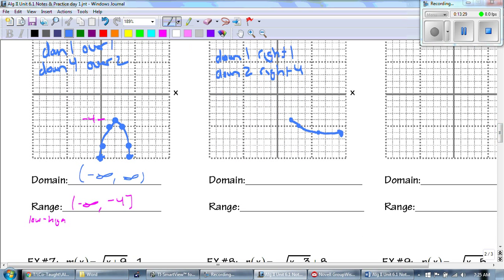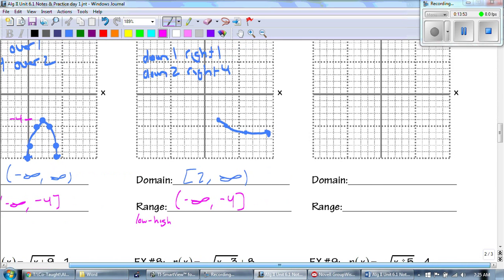Okay, my domain from left to right is 2 to infinity. But my range, remember, low to high. It's going down. So if it's going down, my range goes from negative infinity to -4. Okay?